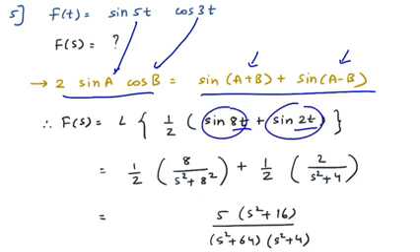When you split the Laplace, you will get 1 by 2 and Laplace of sine 8t. So Laplace of sine 8t is omega upon s square plus omega square, which is 8 upon s square plus 8 square. Similarly for this part, omega value is 2, so 2 upon s square plus 2 square. Do the simplification, you will get the final answer.